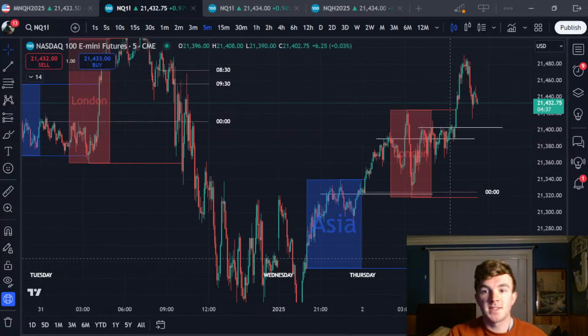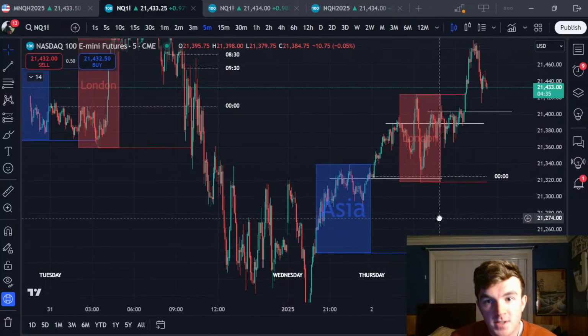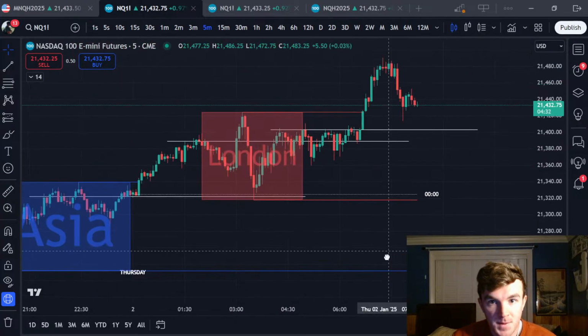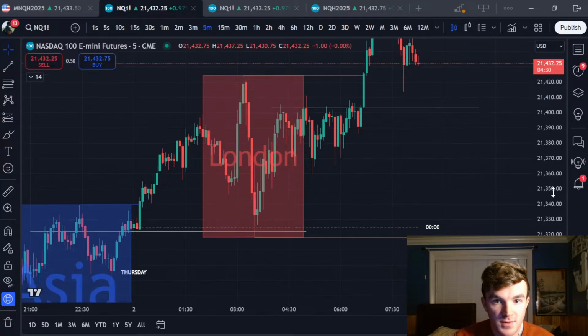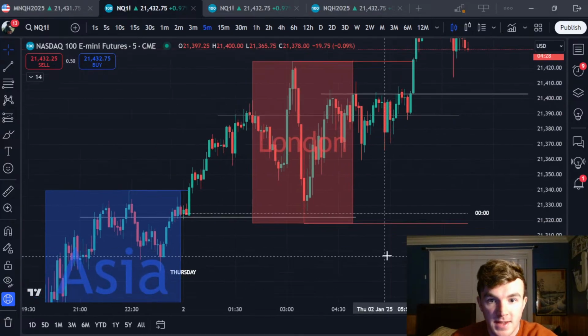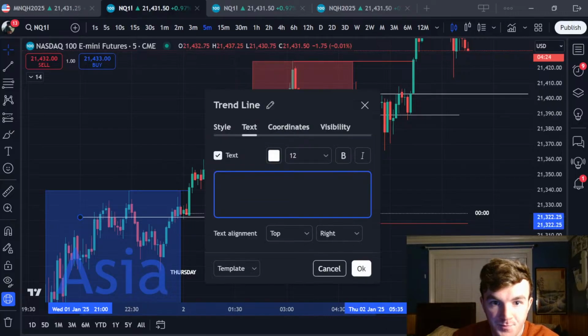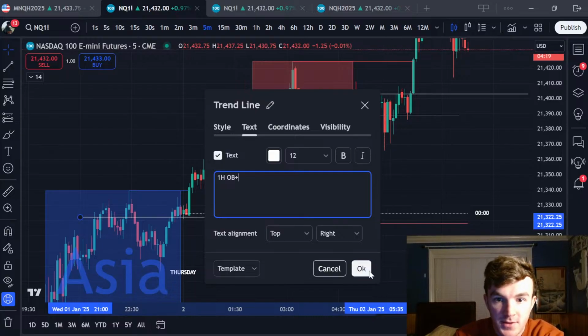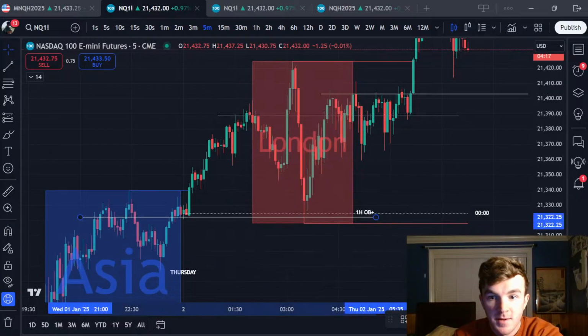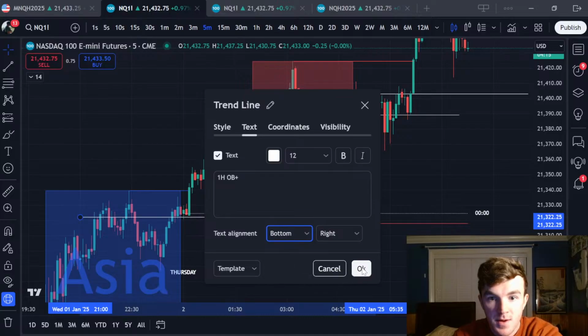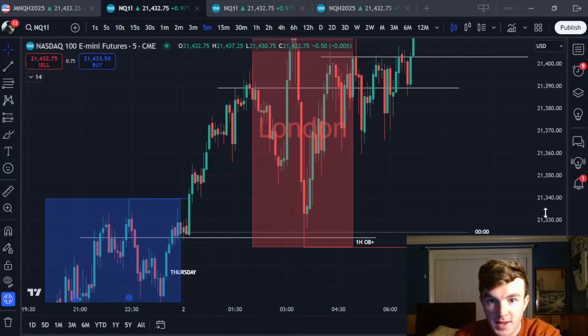First, let's put this in daily profiling, just so people are aware. London did end up using a key level and manipulating below midnight. So check this out. We went into this 1-hour order block below midnight here during London.